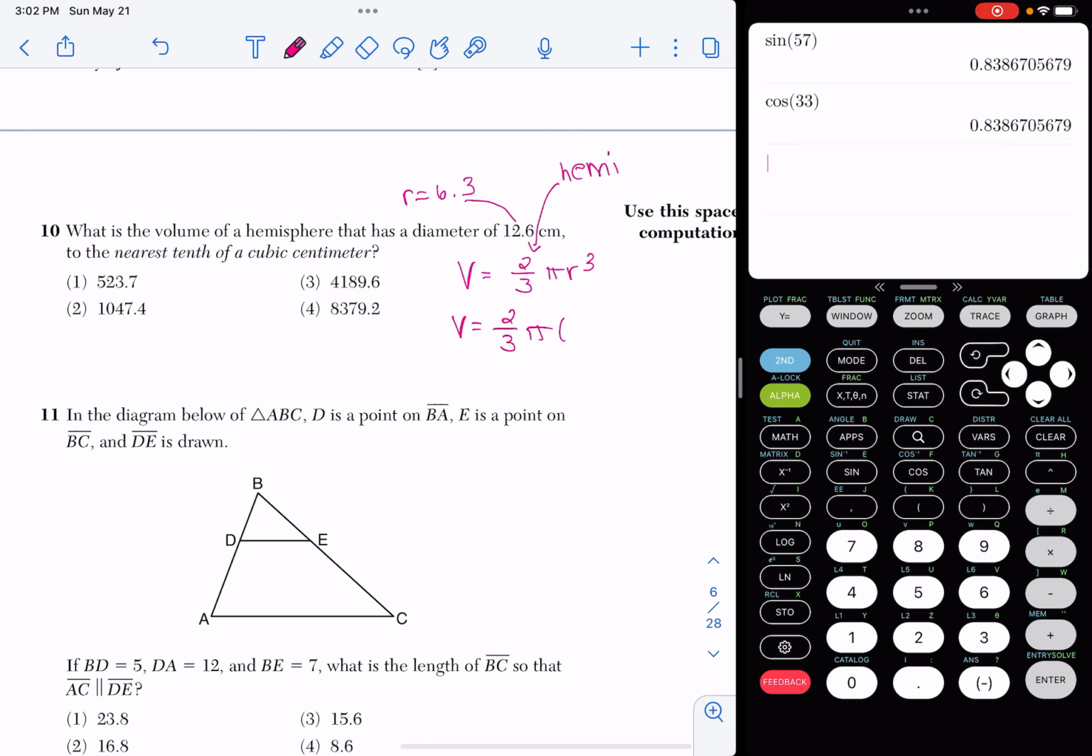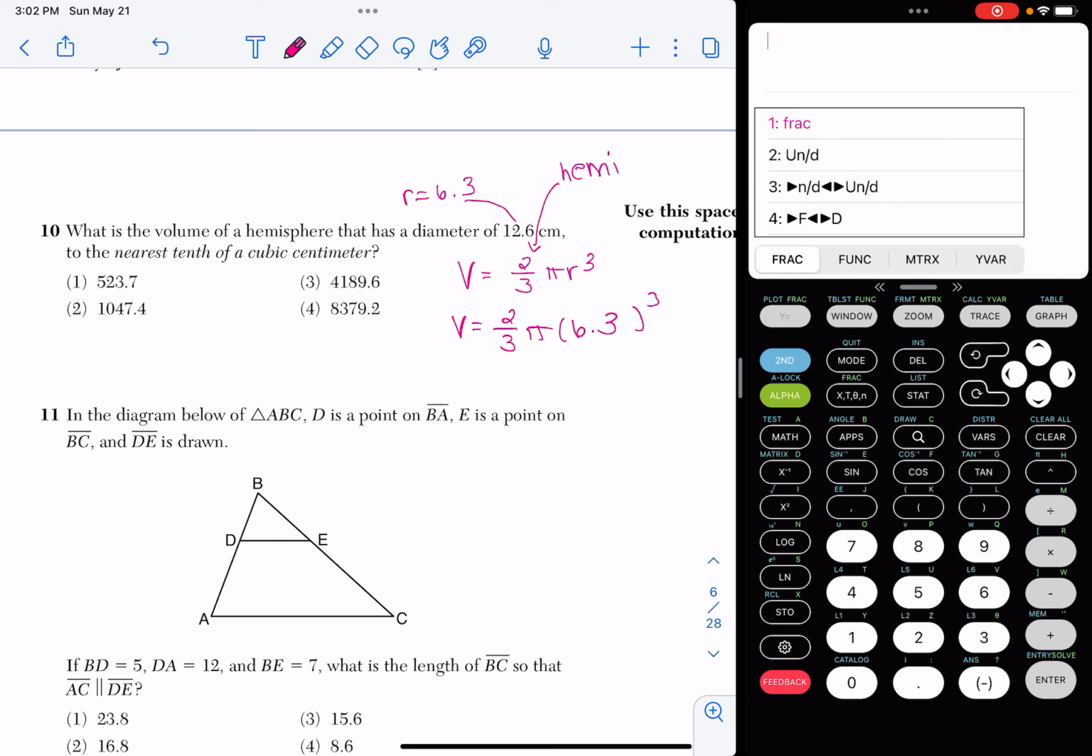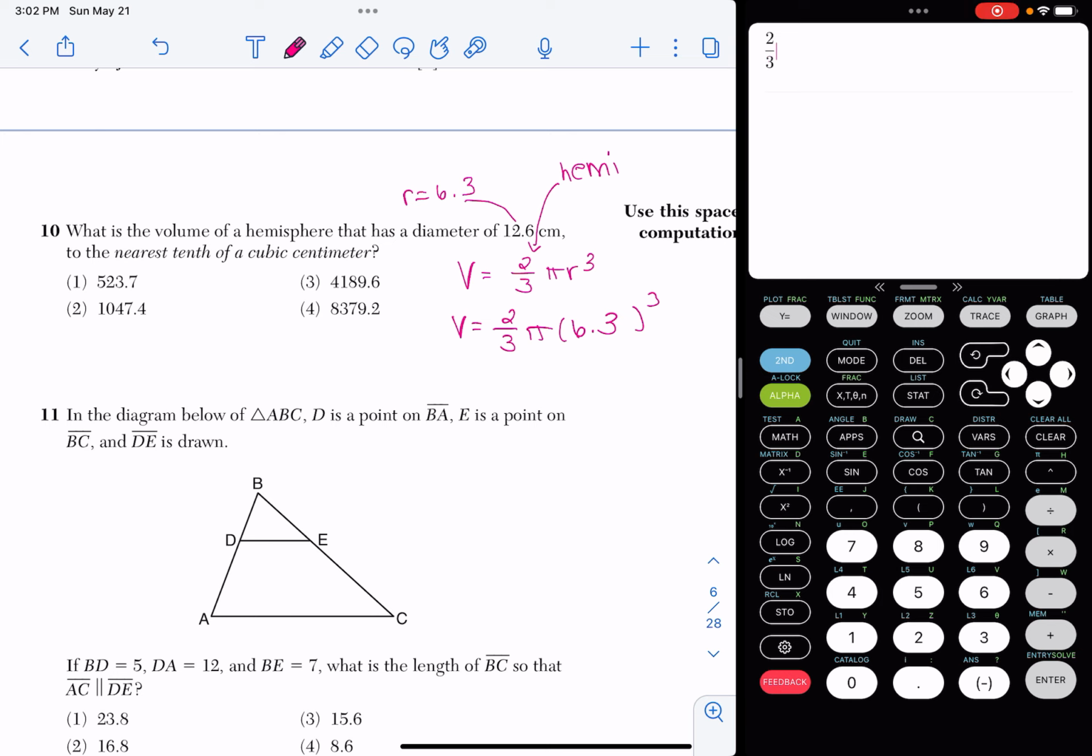And I'm going to now plug 6.3 in for R. All right, so let's go and type this into our calculator. A common mistake that people make with any sphere or hemisphere questions is typing the wrong exponent. It's to the third power, not squared. And I get choice 1, 523.7.